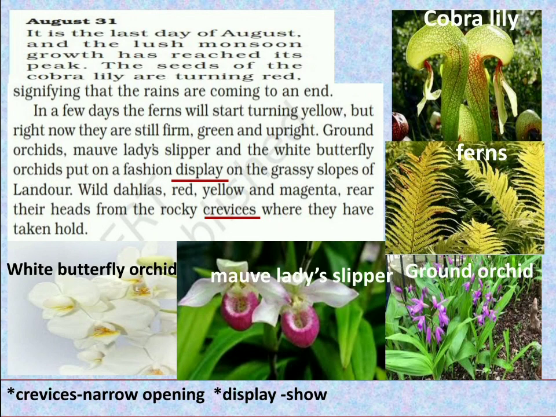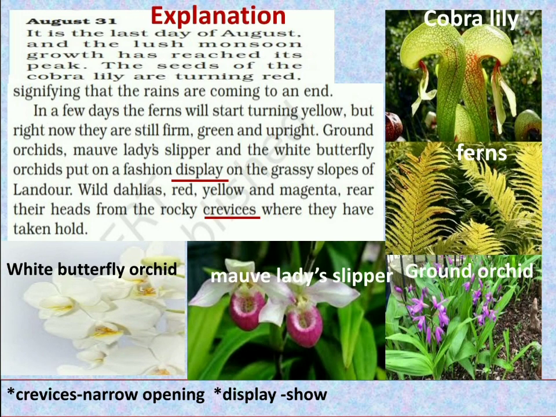Right? August 31st. It is the last day of August and the lush monsoon growth has reached its peak. So, lush means green. The seeds of the cobra lily are turning red. You can see in the image the cobra lily plant or the pitcher plant, the seeds are turning red, signifying that the rains are coming to an end. In a few days, the ferns will start turning yellow, but right now they are still firm, green, and upright. Ground orchids, more lady slipper, and the white butterfly orchids put on a fashion display. So, display is a show, on the grassy slopes of Landour. Wild dahlias, red, yellow, and magenta, rear their heads from the rocky crevices where they have taken hold. So, here crevices means the narrow opening. Now, let's see its explanation.